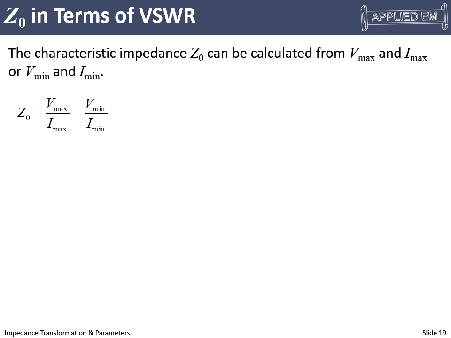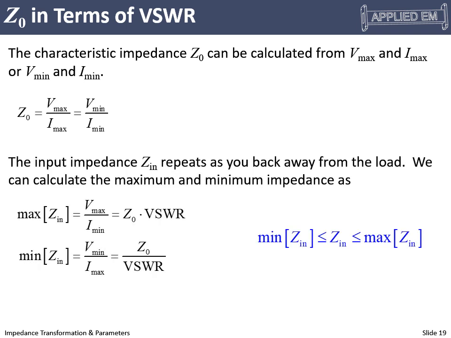So here's actually a clever way we can measure characteristic impedance, because we can drag a probe along the line and figure out what the maximum and minimum voltages and currents are. Likewise, we could look at the minimum voltage and minimum current, and those ratios will also give us Z0. Now we have expressions for Vmax, Vmin, Imax, Imin, and we can put the characteristic impedance in terms of VSWR.